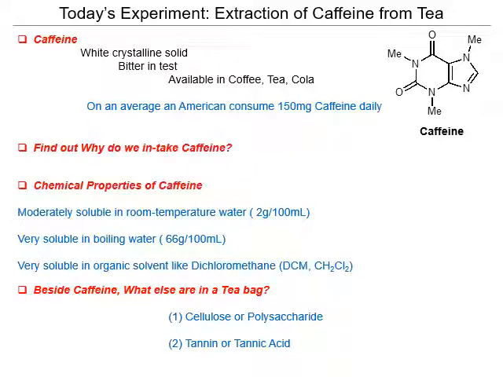So before we talk about the techniques that you'll be using in this laboratory, let's talk about the chemicals that you'll be trying to separate. So caffeine. Caffeine is a white crystalline solid when it's pure. It's bitter in taste, and you can find it in coffee, tea, and Coca-Cola.